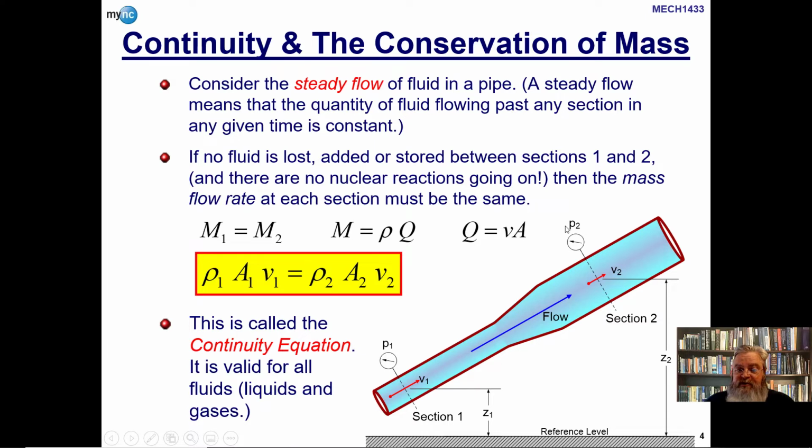Maybe the pressure is different there. The velocity may well be different there. Even the elevations may be different here. This elevation, this distance, Z1, is basically the height of section 1 of the pipe off of some reference level, the ground presumably, but really any reference level that's specified will do, because section 2 also has some elevation.